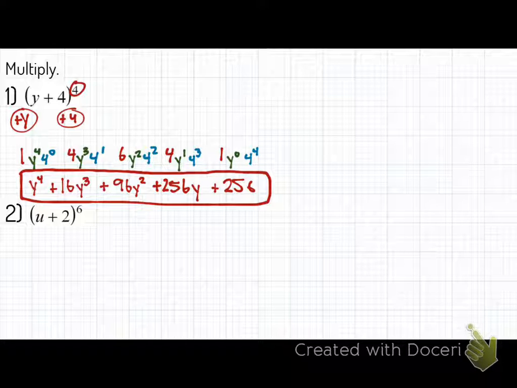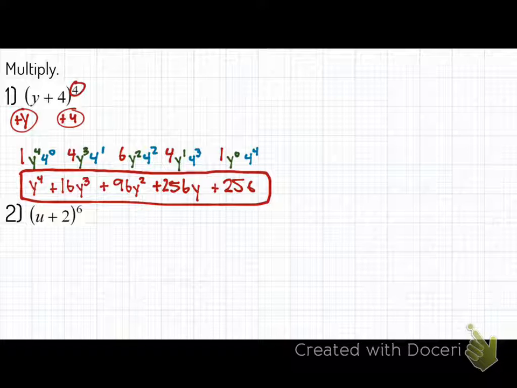Let's do number 2. So number 2, we got u plus 2 to the 6th power. Okay? So I'm going to use Pascal's to help me out so I don't have to do as much work. So I'm going to go to the 6th row of Pascal's. Ready? Let's all look at Pascal's. What are my coefficients for 6? We start with 1. 1, 6, 15, 20, 15, 6. Okay, good.